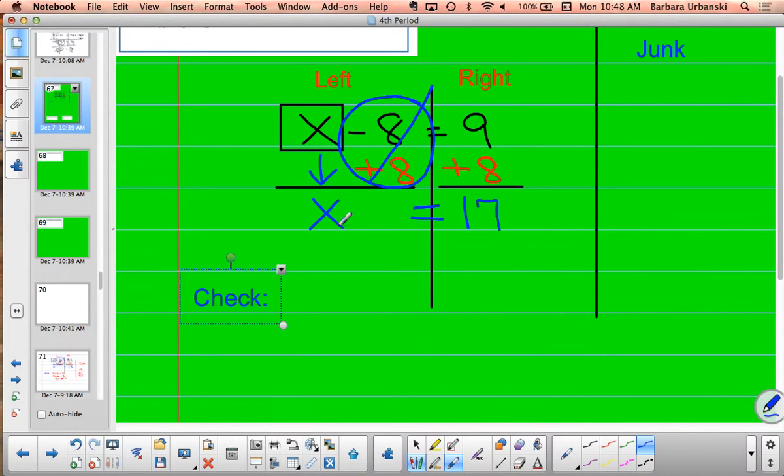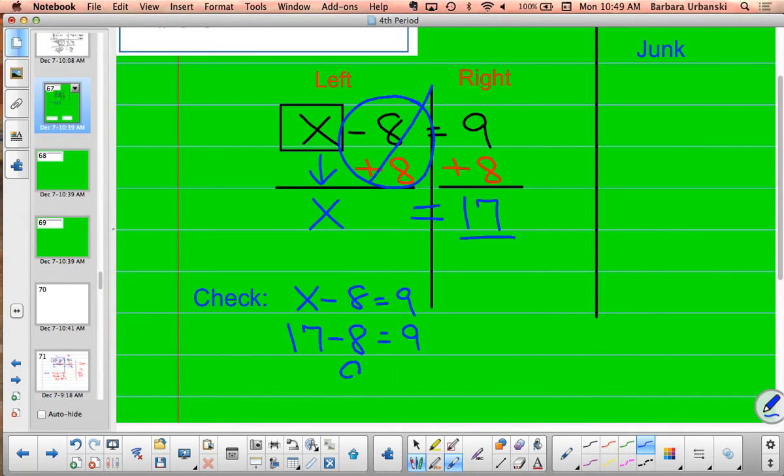So we copy the original equation, which is x minus 8 equals 9. By substituting our value, our 17, in for x, we would rewrite it as 17 minus 8 equals 9. And then we can look again and say 17 minus 8 equals 9. Does 9 actually equal 9? Well, the answer to that is yes. And so we know we have a correct answer.